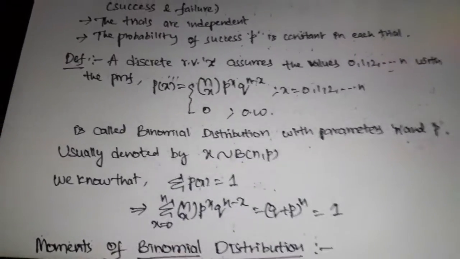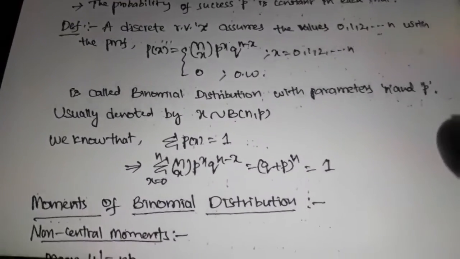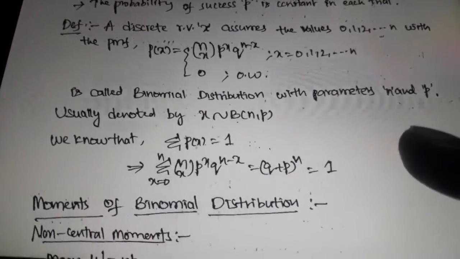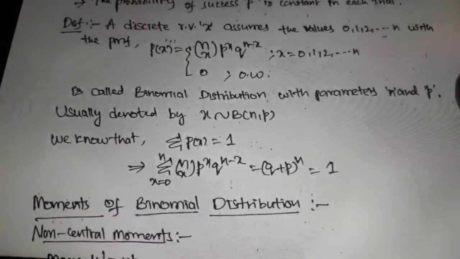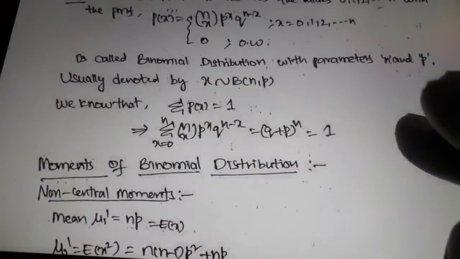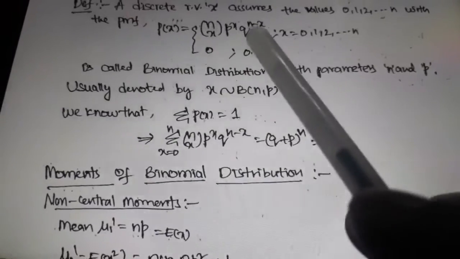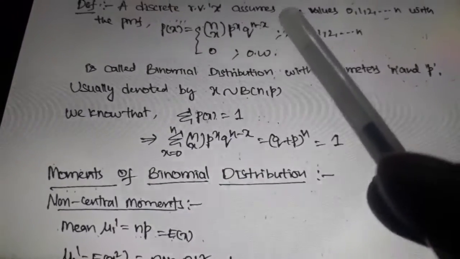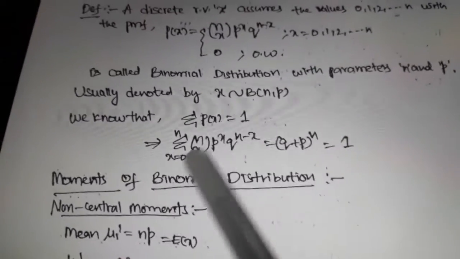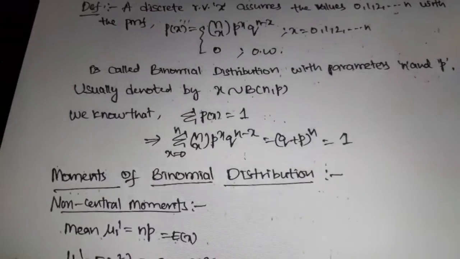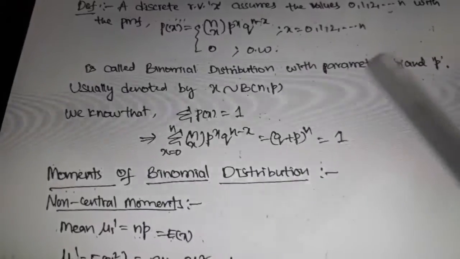binomial distribution? A discrete random variable x assumes the values 0, 1, 2 and so on with the PMF P of x is nCx p power x, q power n minus x, for x equal to 0, 1, 2 and so on up to n, and 0 otherwise, is called the binomial distribution with parameters n and p. Here n is there, p is there, q is also there, but q is considered as 1 minus p. Then x is a random variable. That's why the parameters are n and p here. Usually it is denoted by X follows B of n comma p, which means X follows the binomial distribution with parameters n and p.